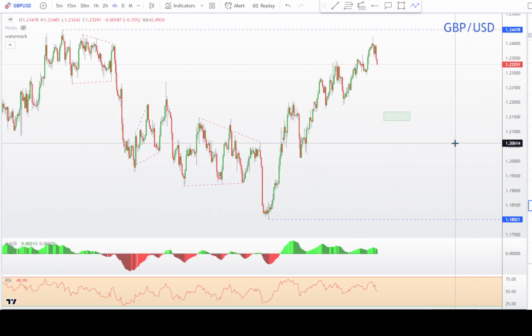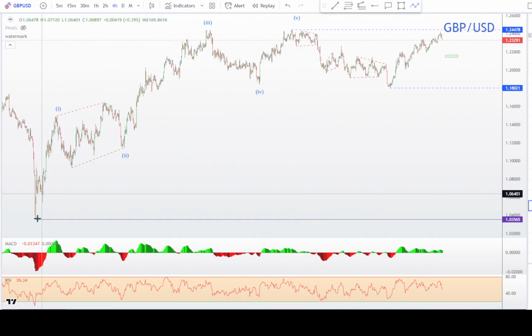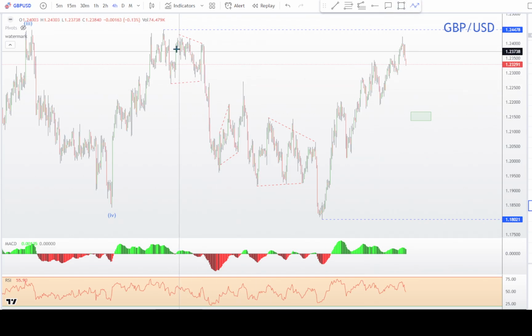All right, the pound. Now the pound is getting really strong. So we got five waves up, and then it looks to me like you got 3 waves.